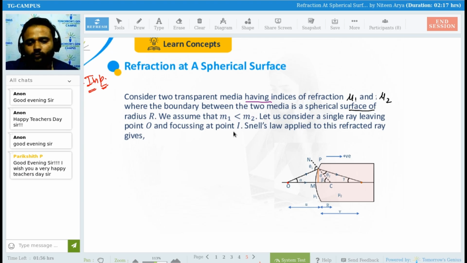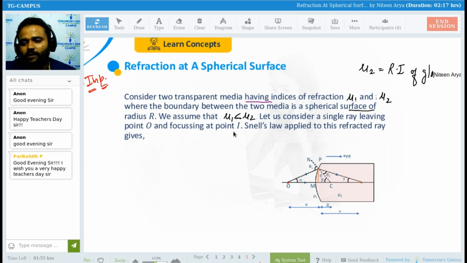We assume that mu1 is less than mu2, because the other medium we take here is glass, and glass has a refractive index mu2 higher than the refractive index of air. The refractive index of glass is going to be 1.5, and mu1 for air is going to be 1. Clear? Let us consider a single ray leaving point O.